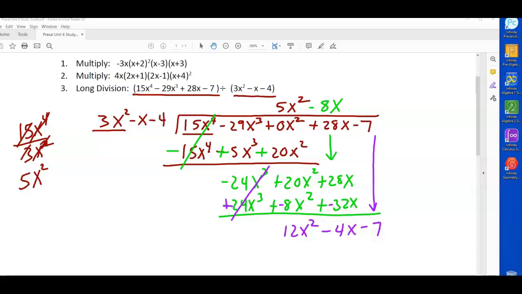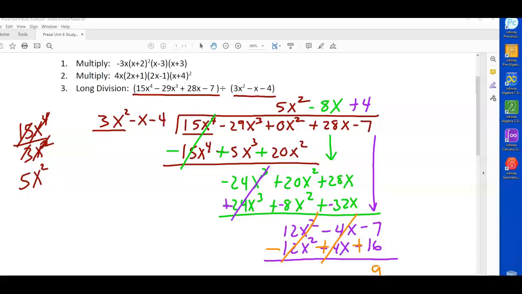So how many times does 3x squared go into 12x squared? 4 times. Multiply the 4 by your dividend. It's going to be 12x squared minus 4x minus 16. Subtract. Combine. And in this case I'm left with 9, and that's my remainder. As soon as you have no other terms that you can bring down, then you're done.